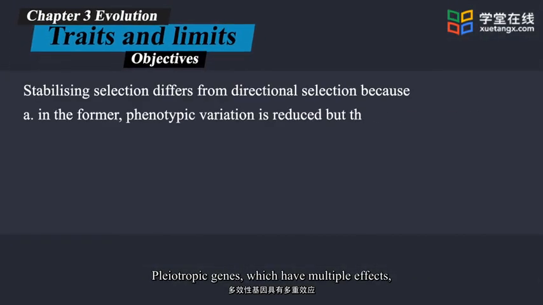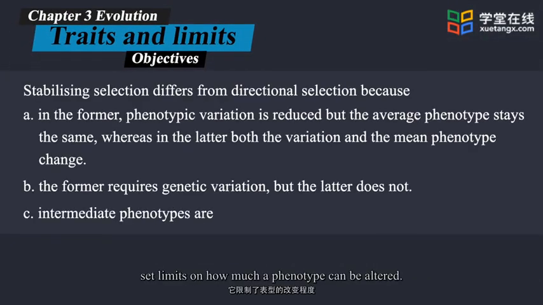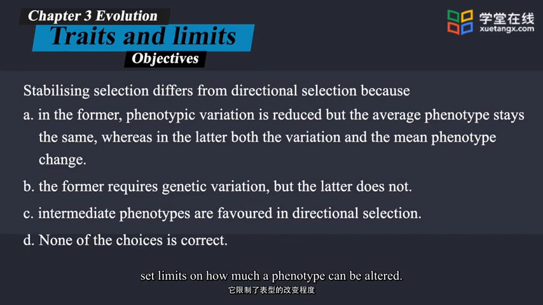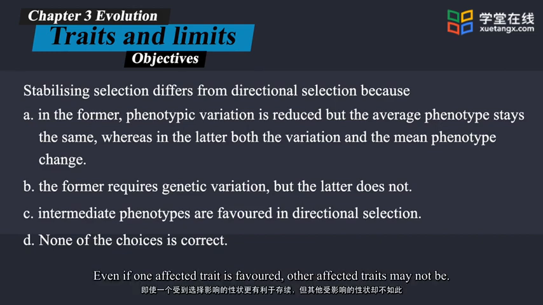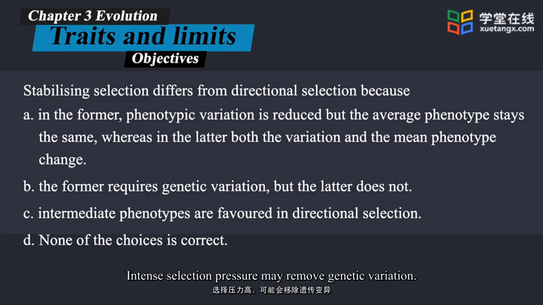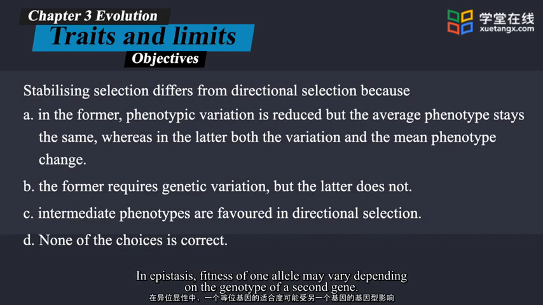Pleiotropic genes, which have multiple effects, set limits on how such a phenotype can be altered. Even if one affected trait is favored, other affected traits may not be. Intense selection pressure may remove genetic variation. In epistasis, fitness of one allele may vary depending on the genotype of a second gene.